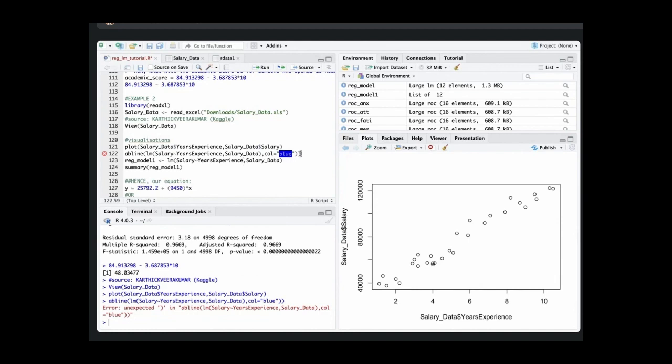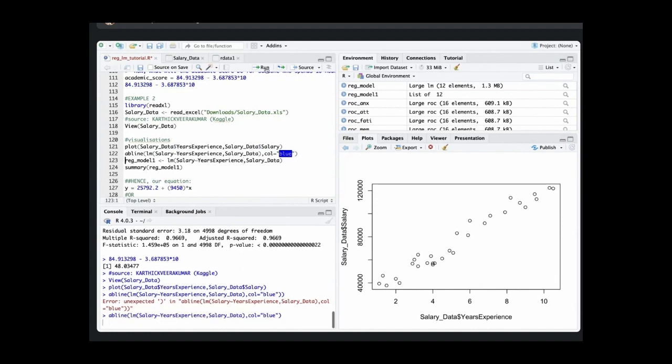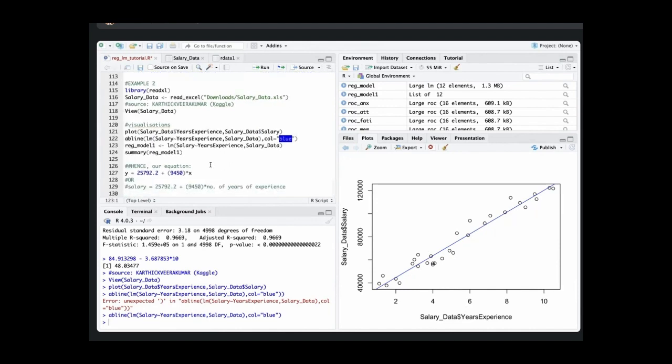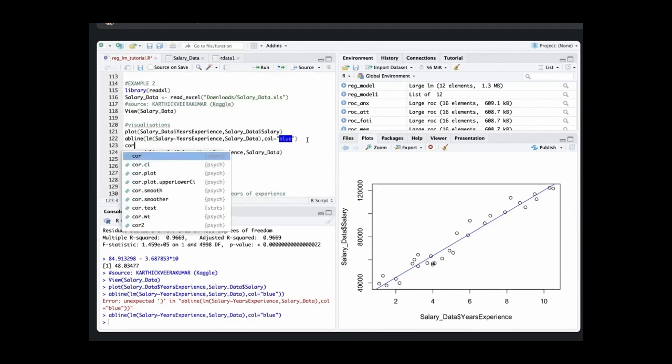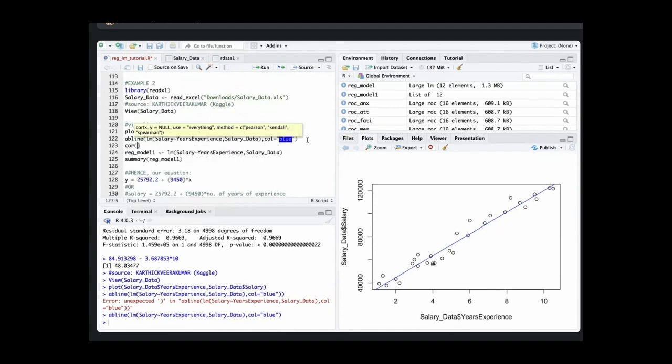It gives me this error that I have an extra bracket. Yeah. As you can see, there's a very strong linear relationship between these two variables, and this line tells you that. Now, what I can do is just do correlation to understand the exact relationship in terms of numbers, in terms of a quantified number between these two variables.